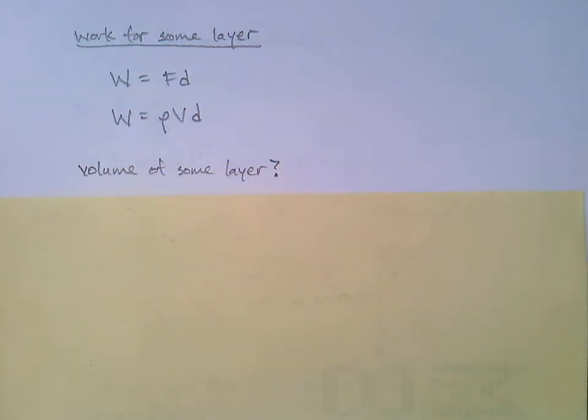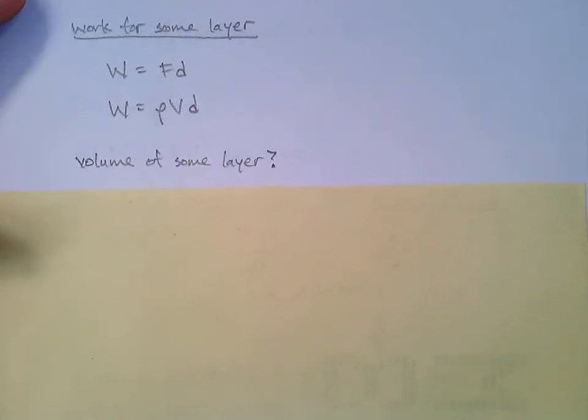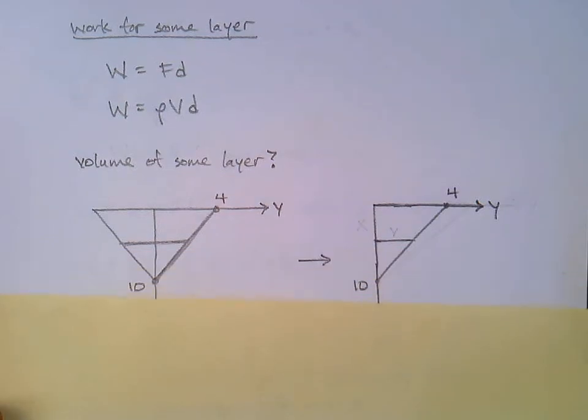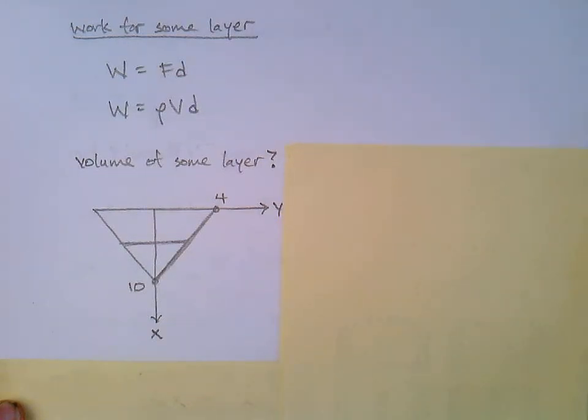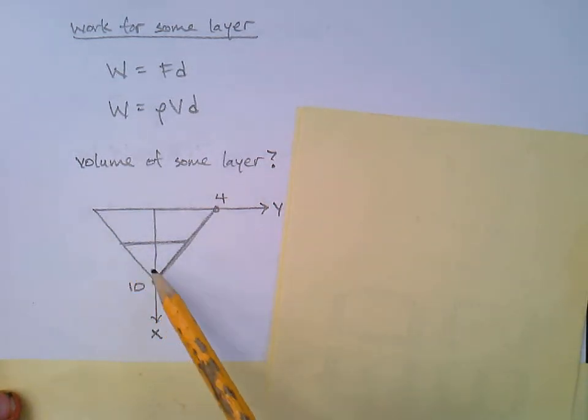So now that we've got our formula straight, let's think about the volume to pump out some given layer of water. Let's see how this goes. Here's what I'm going to do. I'm going to draw, maybe look at just this first. Okay, that's good enough. Think of just the very end of that trough or that tank, right? It's that triangle.